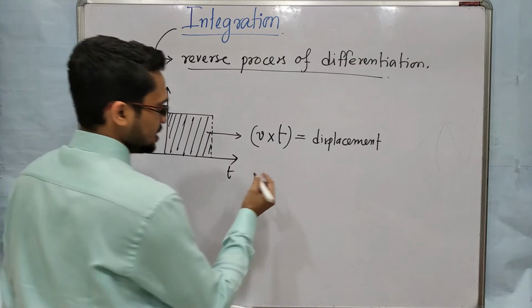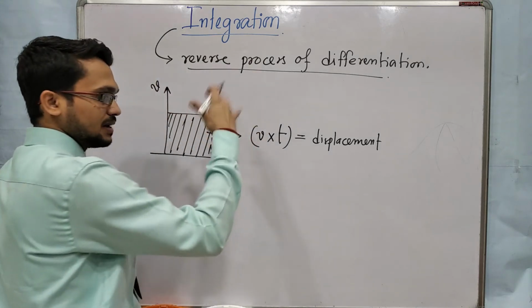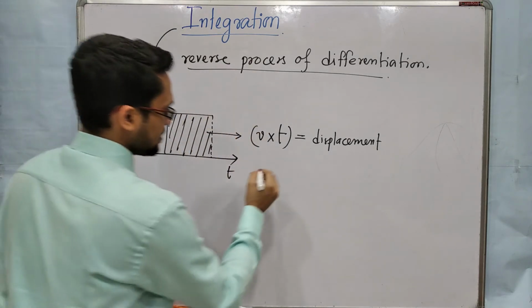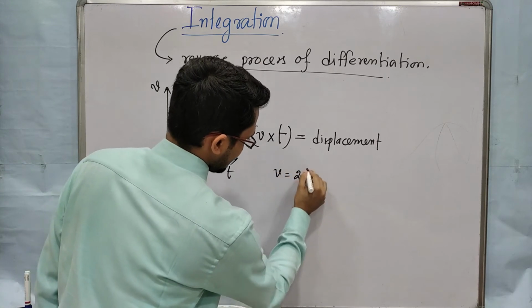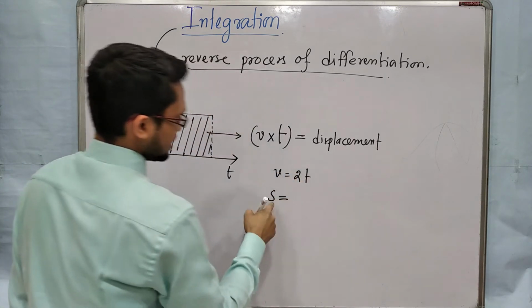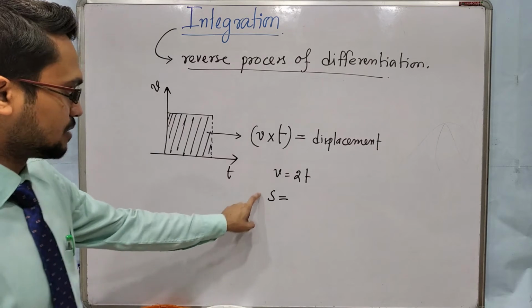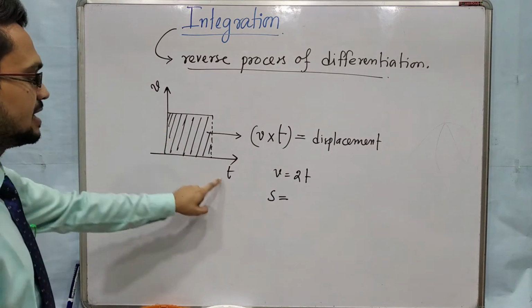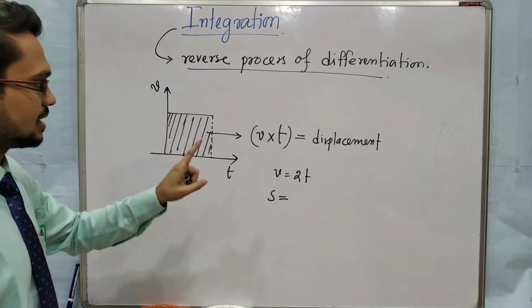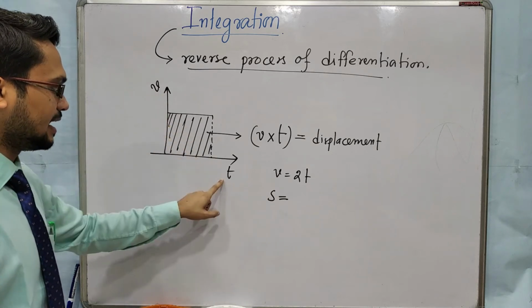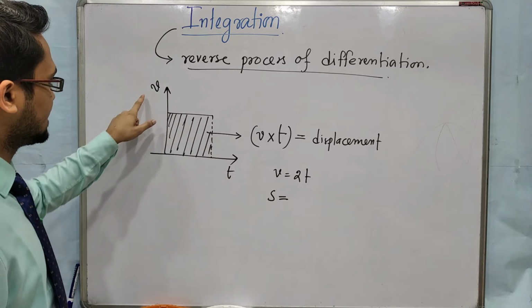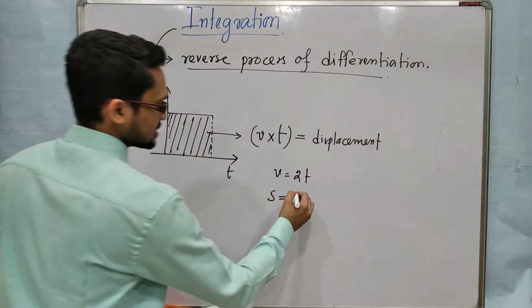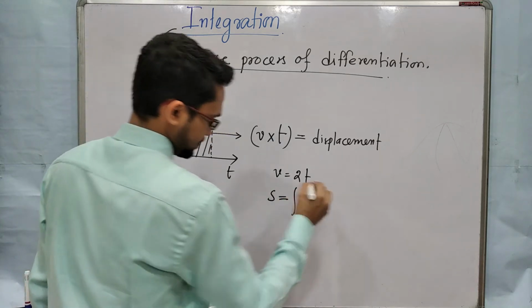So I think you have understood the first problem I have given, that v equal to 2t, then what will be s? When you are finding s, you have to use integration. Integration of what? v dt, y dx. Here y is v and x is time. So y dx means v dt, integration v dt.